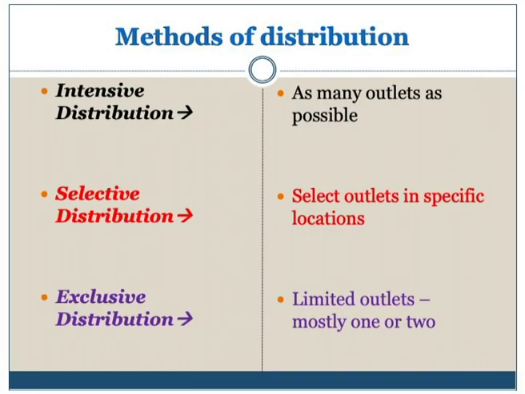The third case, exclusive distribution, is said to happen when the company gives exclusive rights to a particular retailer for selling its products. Limited outlets, or only one or two outlets, are given the authority or the right to sell the company's products. Examples include Rolex watches, BMW, Gucci. These follow exclusive distribution. These brands or products are not available anywhere and everywhere. They carry an image with them, an upmarket image, and are sold through exclusive distribution.